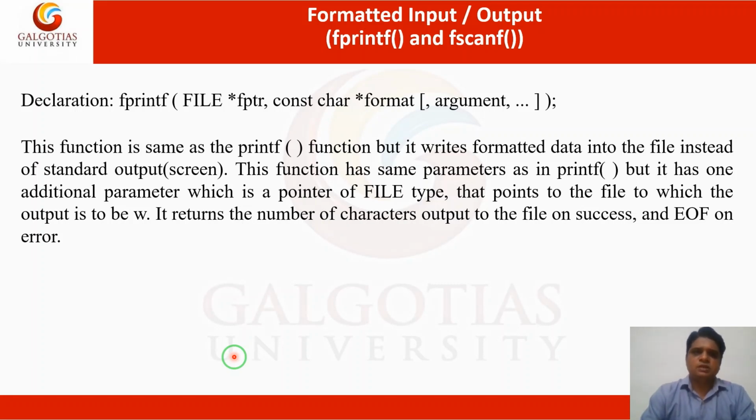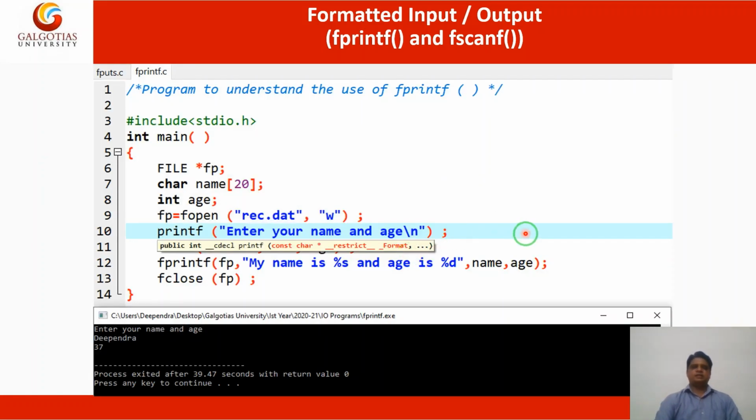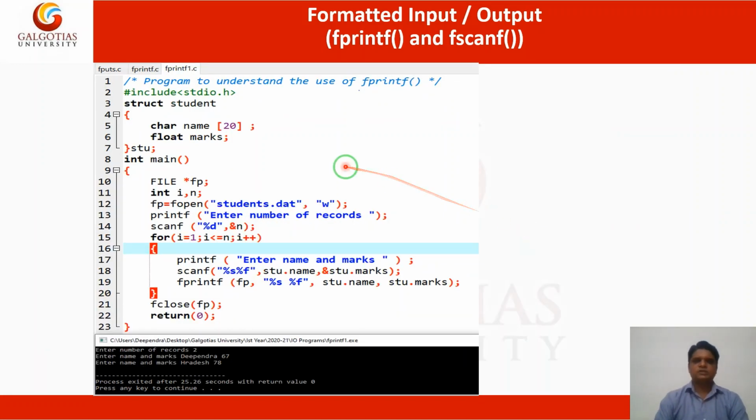For this purpose, we have the fprintf function. In this, you have a file pointer, format, and other arguments. Now we can understand easily by the example. In this example, we have a structure, and in this structure we have a character array and a float. If the character array contains 20 bytes, and the float contains 4 bytes, then 20 plus 4 is 24 bytes.